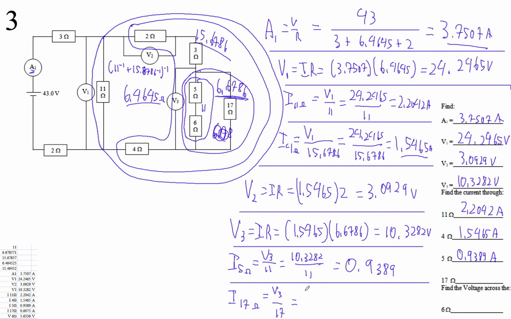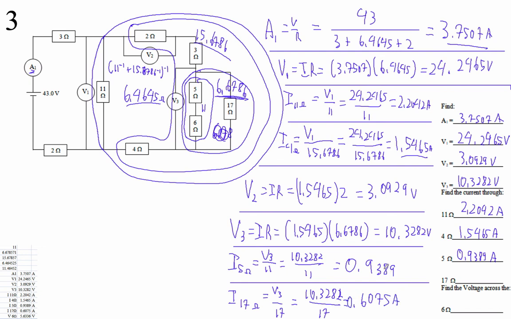So it's going to be 10.3282 divided by 17. So that guy divided by 17. And that is 0.6075 amps.